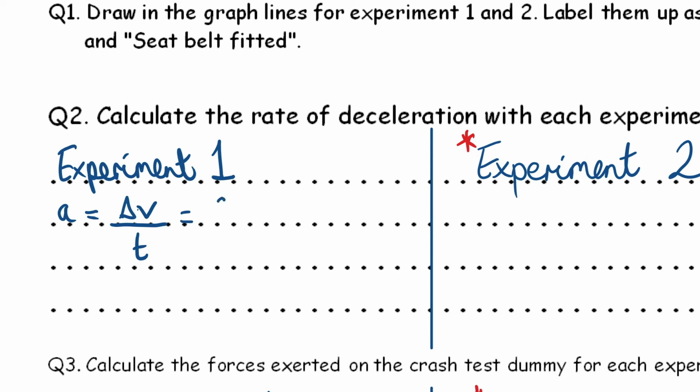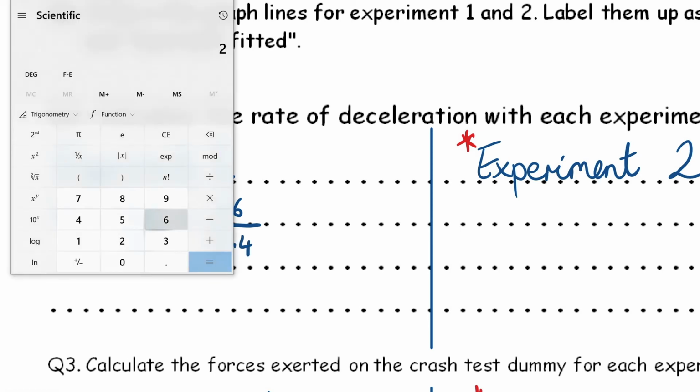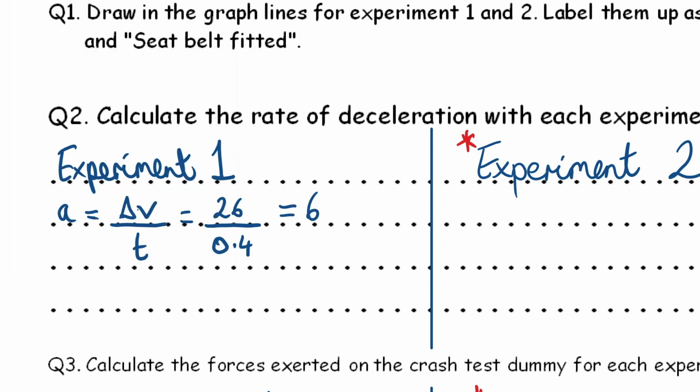The change is 26 and the time taken is 0.4. 26 divided by 0.4, 65. So just write that answer in. 65. It's a huge deceleration.